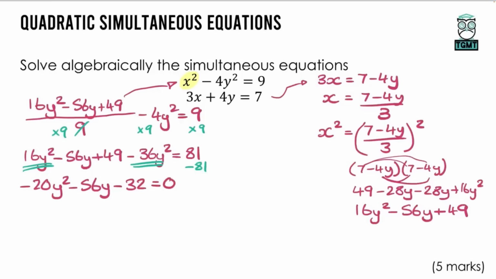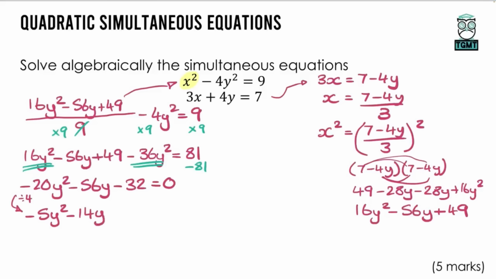Now at this point, I can just write down the values of a, b, and c and put it into the quadratic formula. However, I can see that these numbers divide by 4, so just to make the numbers a little bit nicer, I'm going to divide them all by 4, and that gives me minus 5y squared minus 14y.